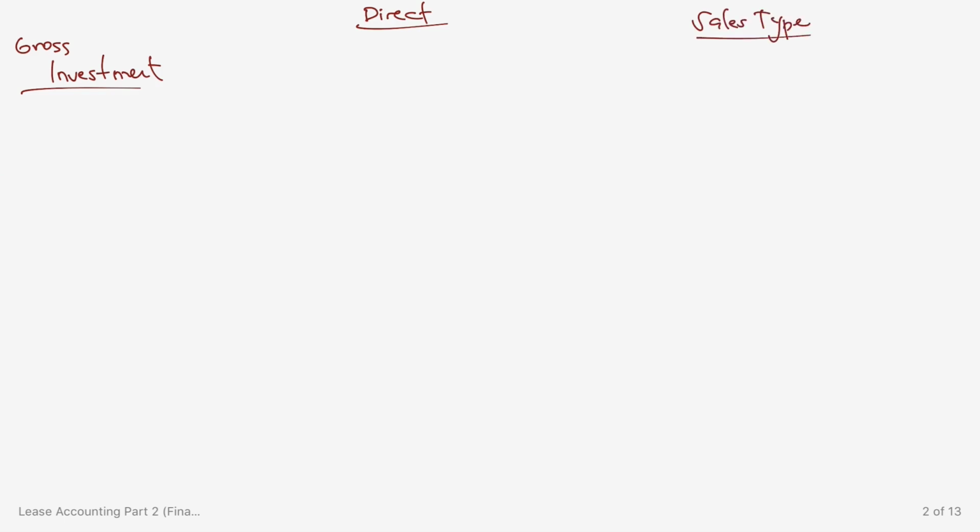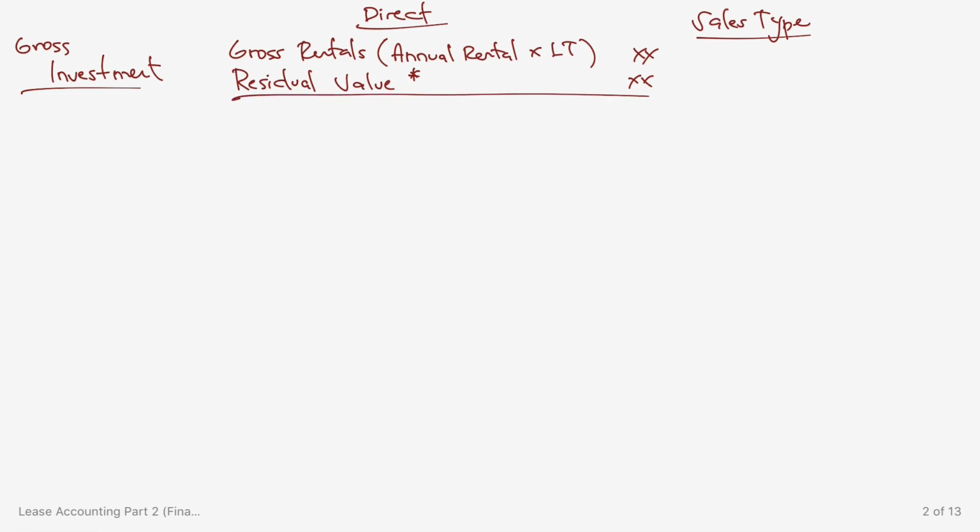Okay? So under the direct finance lease, gross investment no will only be equal to gross rentals. Sir, kapag sinabi natin gross rentals, ano yan? Well, this is just equal no, to the annual rental. Again, this is just equal to the annual rental times the lease term. Okay, yan lang yon. Then, what? And then, i-add po natin dyan yung alin. I-add natin dyan yung residual value. Pero, itong residual value na to, lagyan natin ng asterisk. Okay? Because meron akong i-discuss dyan na additional concept.